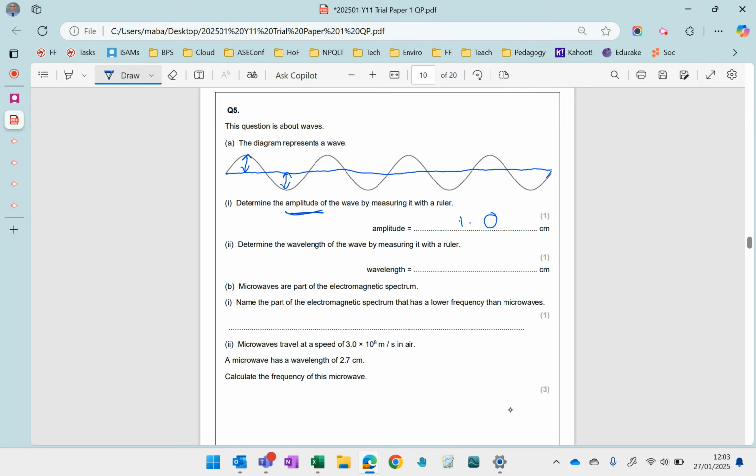And then the wavelength of the wave, by measuring it with a ruler. Again, your construction line is going to be helpful for you here because it's one complete wavelength, right? Which is up to a peak, down to a trough, and then back to the equilibrium position. You can also measure it between two peaks, or between two troughs. It's the distance for one complete cycle of a wave. All right, so that's 4.5 centimeters.